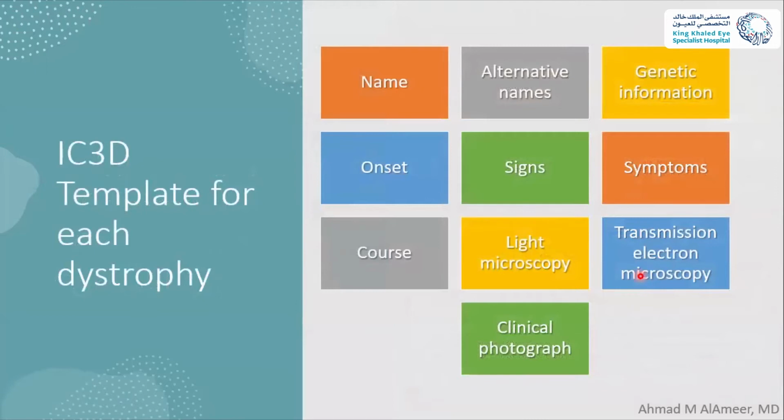So the IC3D committee designed a template for each dystrophy, which includes the name, alternative names, genetic information, onset, course of the disease, signs and symptoms, light microscopy, electron microscopy, and clinical photograph.